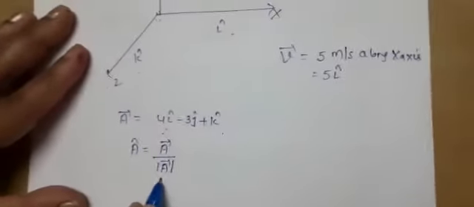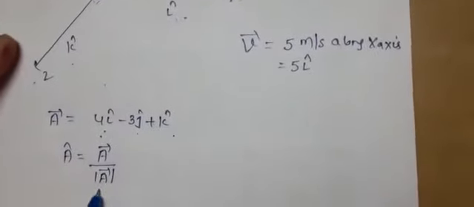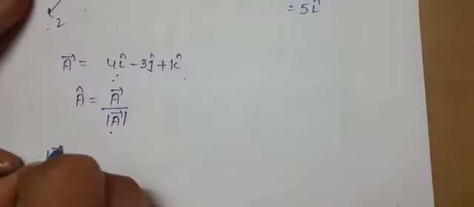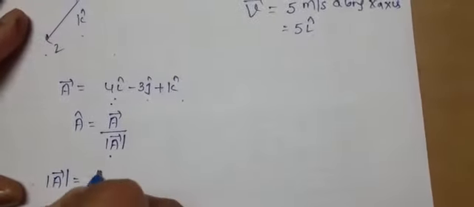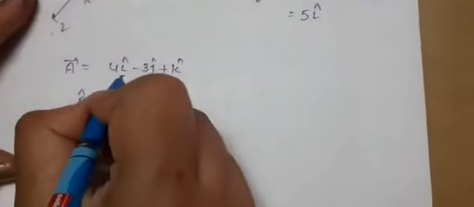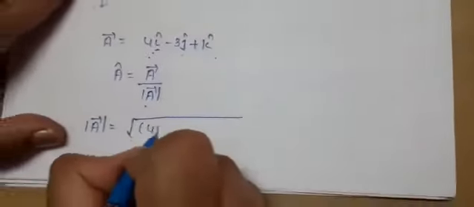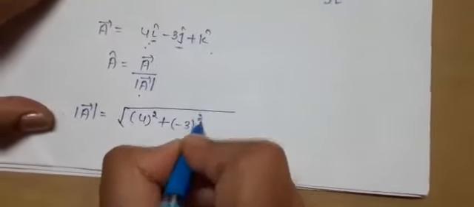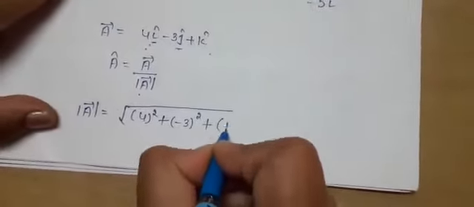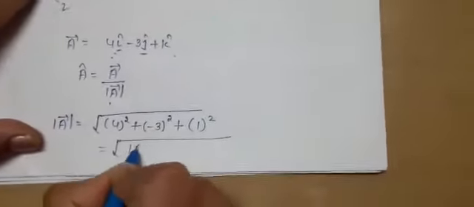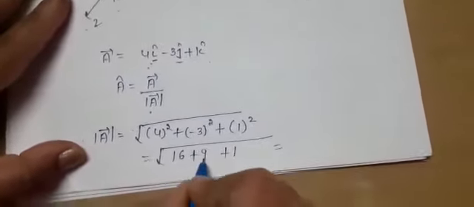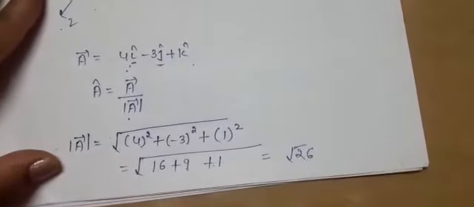Now, there is the concept of magnitude. How to find magnitude? For the magnitude of a vector, you have to take the coefficient of i squared, that is 4 squared, plus the coefficient of j squared, plus the coefficient of k squared, where i, j, k are the unit vectors along the respective axes. So it will be 16 plus 9 plus 1, which comes out to be the square root of 26.